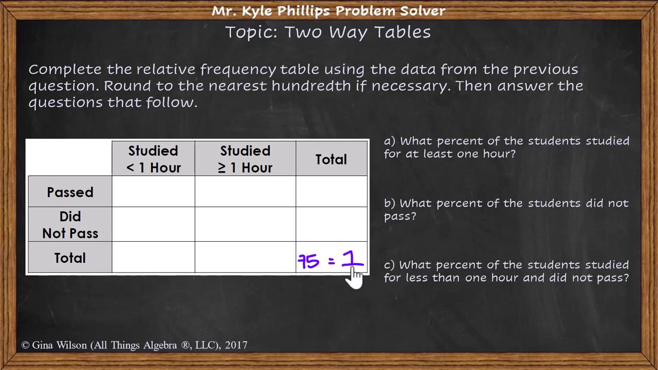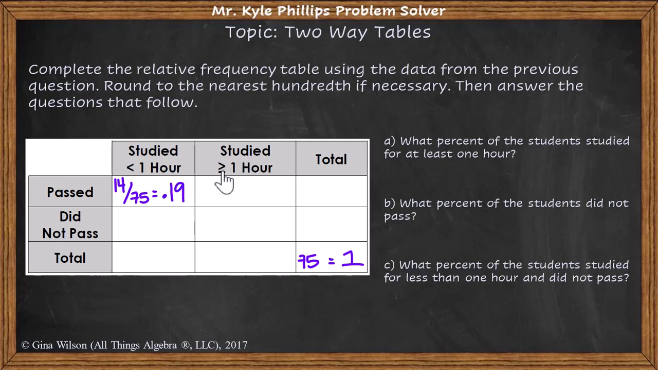So I'm going to take every number that was in my table and divide it by 75. The number that studied less than 1 hour and passed was 14. So I'm going to take 14, divide it by 75, and that's going to give me a decimal of 0.186. So for this, we can go ahead and say 0.19.